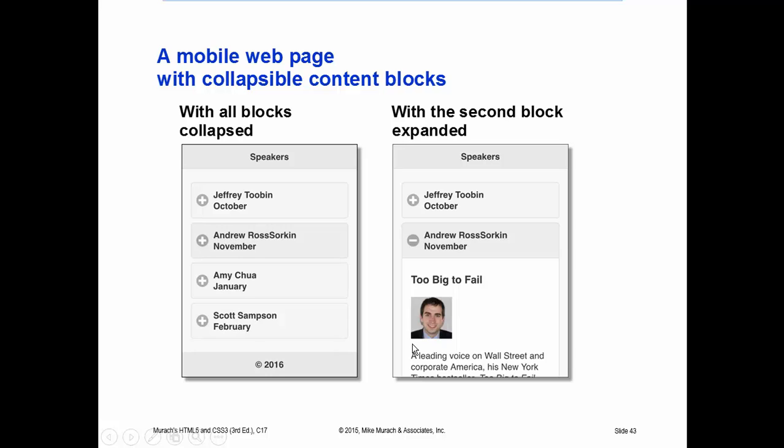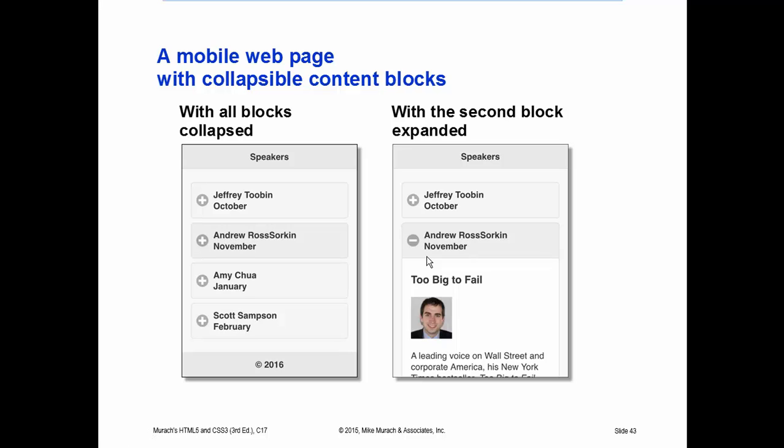But you see the difference. In the first case, everything is collapsed. So there's a plus sign, meaning that you can click on any one of those. Oh, I guess this is the second one. I should have looked there. That's Andrew Ross Sorkin. In the second case, we've expanded that second block.